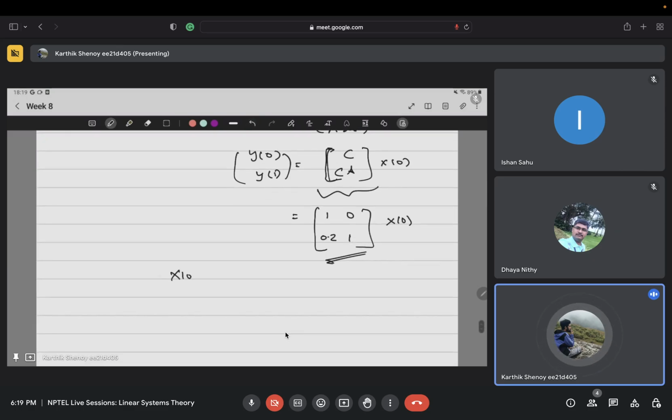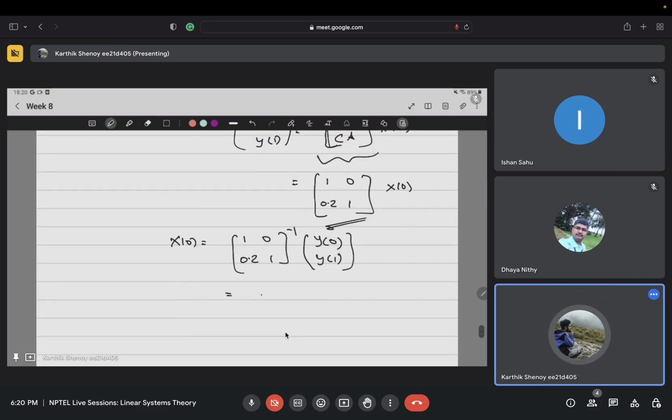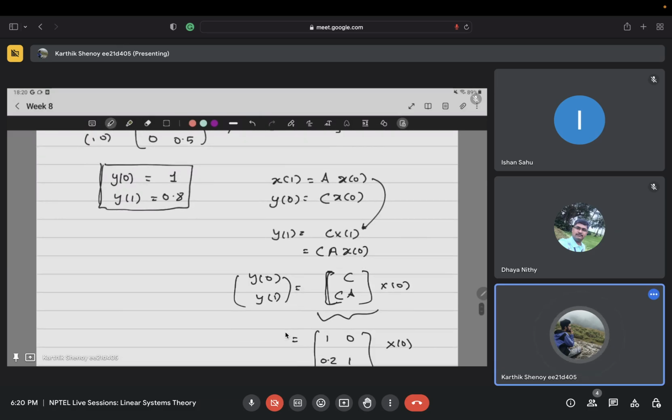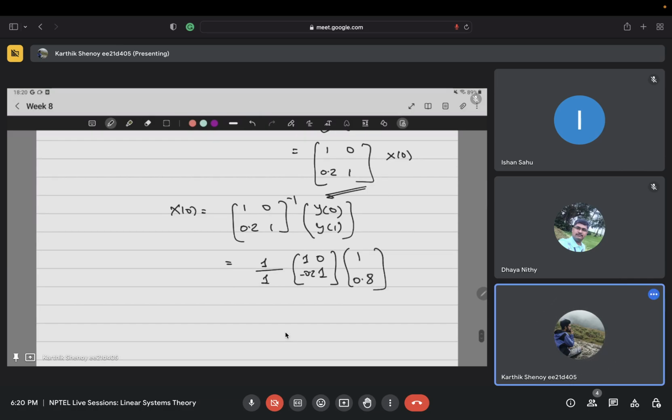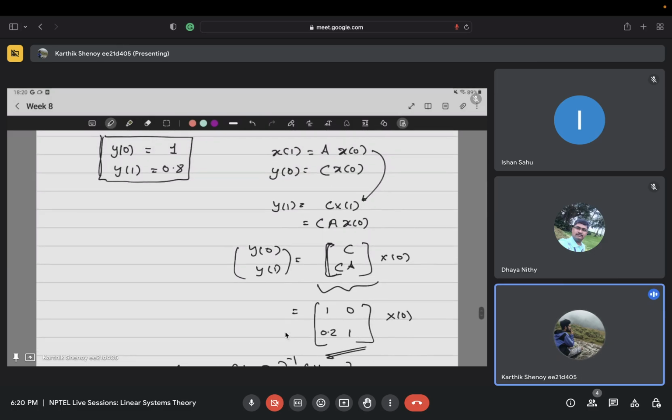So what is my x of 0 equal to? The inverse of [1, 0; 0.2, 1] times y of 0, y of 1. So what is that inverse equal to? The determinant is 1, so it is [1, 0; minus 0.2, 1], times y of 0 and y of 1, which are 1 and 0.8. So this is 1, minus 0.2 plus 0.8. Am I making any mistake here, or is it correct?